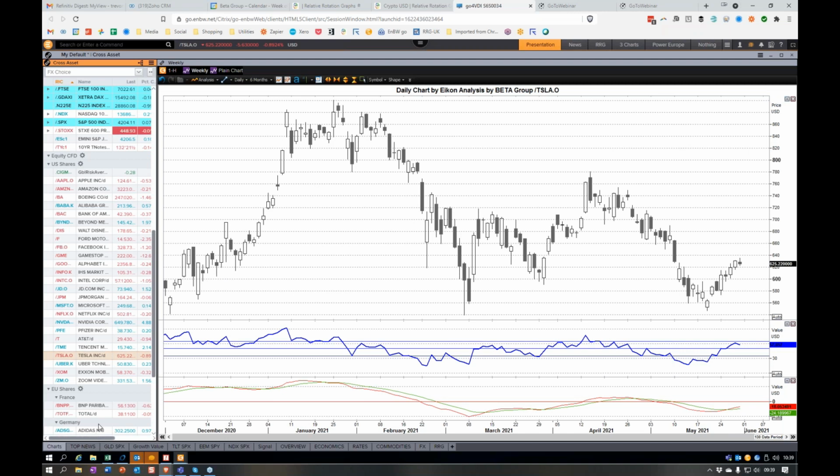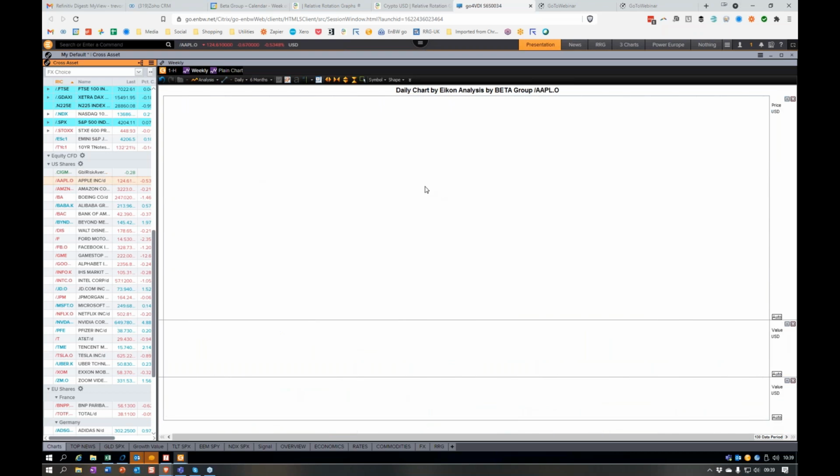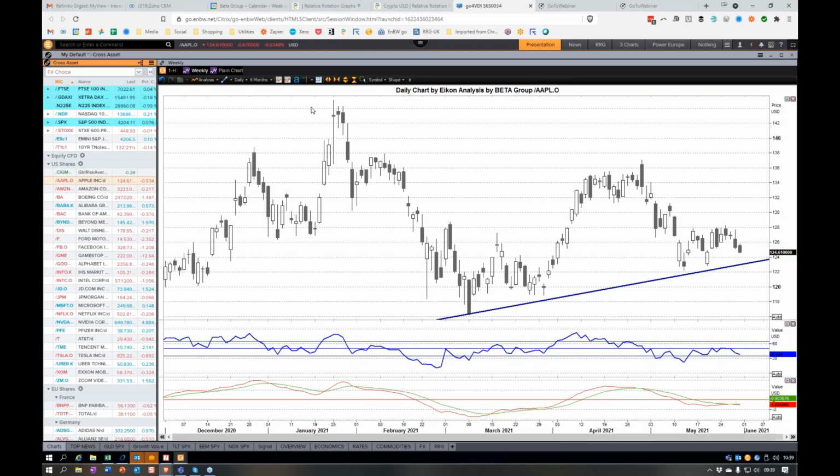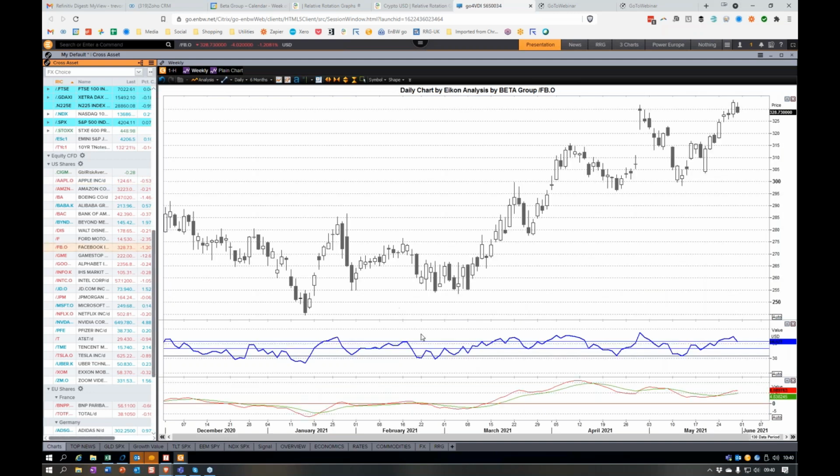However, watch out for Apple. Look at that there. That's testing its uptrend line here. That could leg lower quite sharply here. So watch out for Apple. However, Facebook is a completely different picture here. This is looking great. Facebook looks as though it's testing its high and about to leg higher. This one is really, really strong.